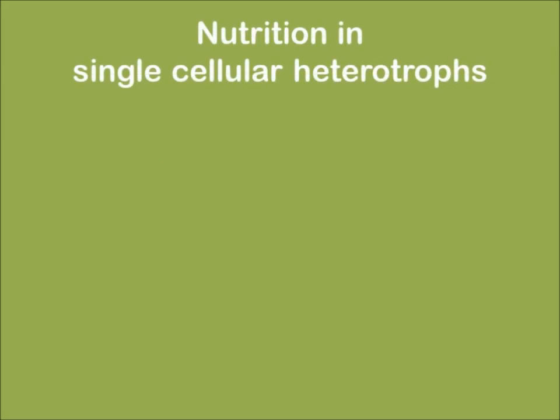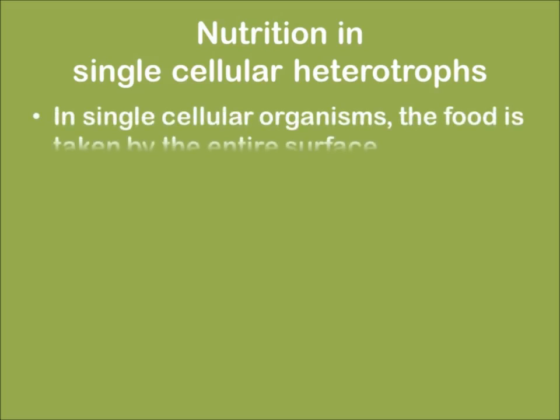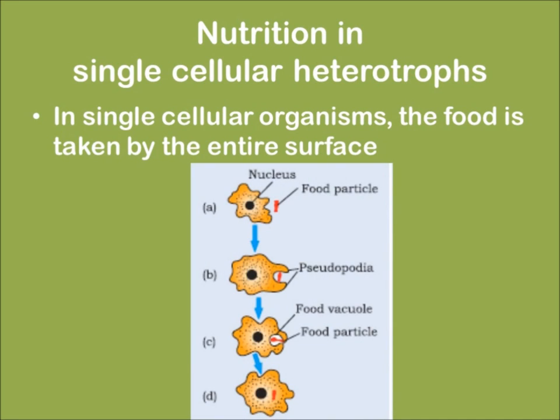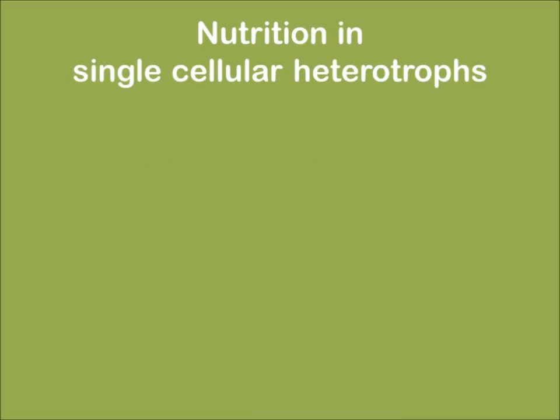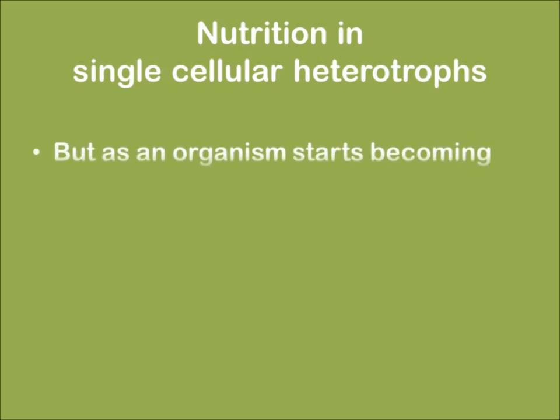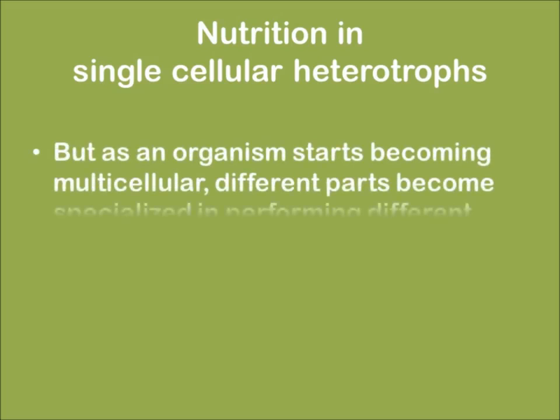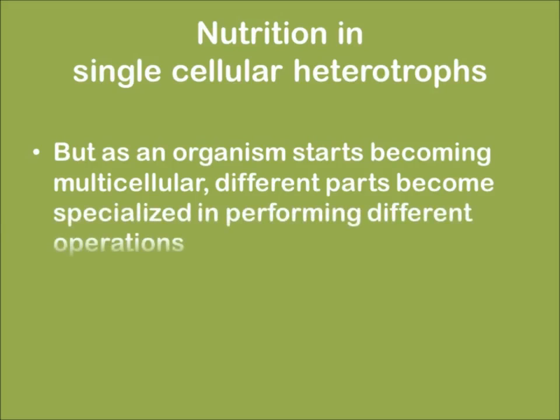Nutrition in single cellular heterotrophs. In single cellular organisms, the food is taken in by the entire surface. Given below is a schematic of how this actually happens. But as an organism starts becoming multicellular, different parts become specialized in performing different operations. Right?